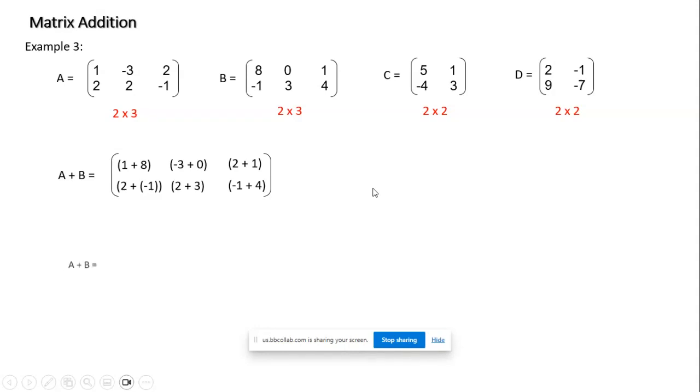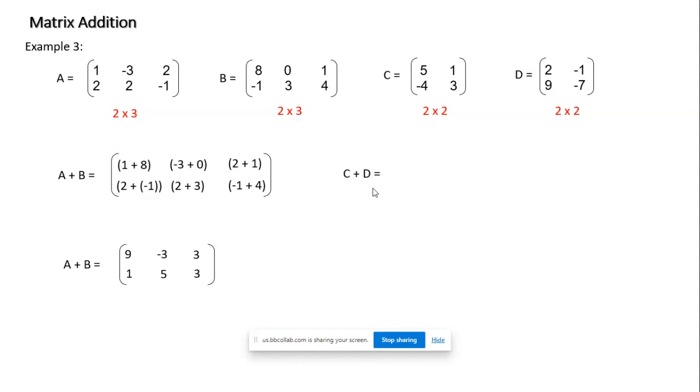So then I'll just do the operations. Here, 1 plus 8 is 9, minus 3 plus 0 is negative 3, 2 plus 1 is 3, 2 plus a negative 1 is 1, 2 plus 3 is 5, and negative 1 plus 4 is 3. Okay, so the addition of matrix A and B is this answer: 9, negative 3, 3, 1, 5, 3. And if you see, we get the same size of matrix. The dimension of the result should be the same as the 2 by 3 matrices we added.